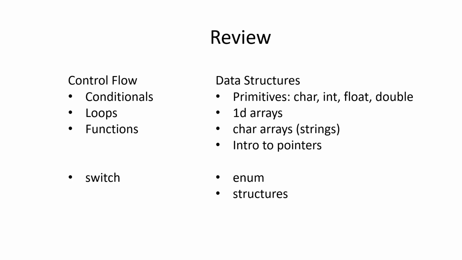All right, and the other set of topics we've introduced so far is the data structures, including the four primitives, char, int, float, and double. We started talking about 1D arrays, and then in specifics, we talked about the character arrays, which is how C will do strings. And then we did the introduction to pointers.